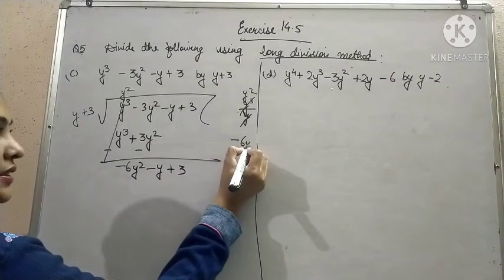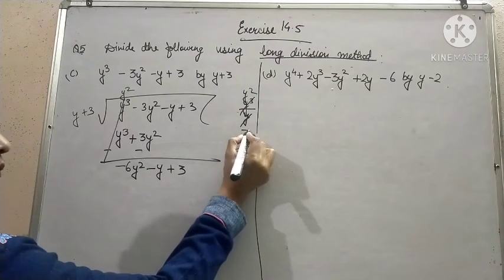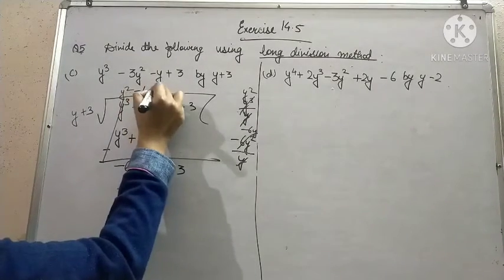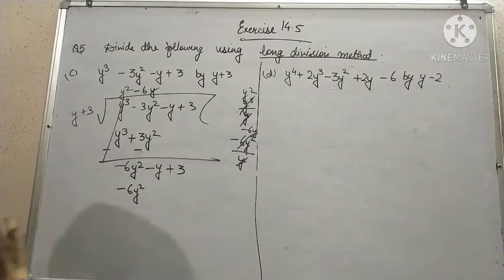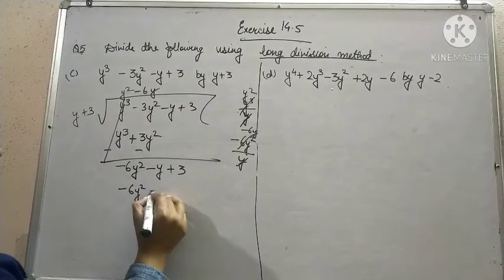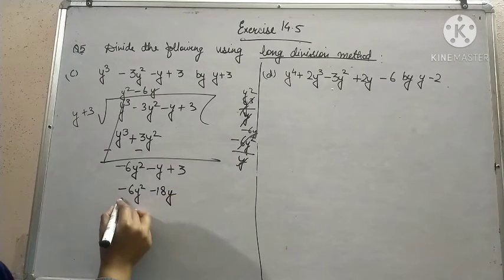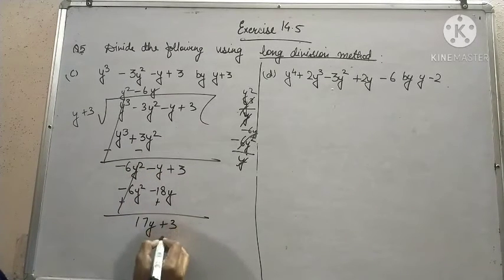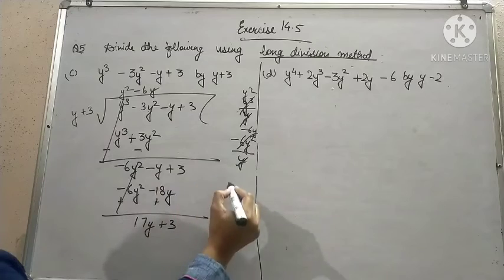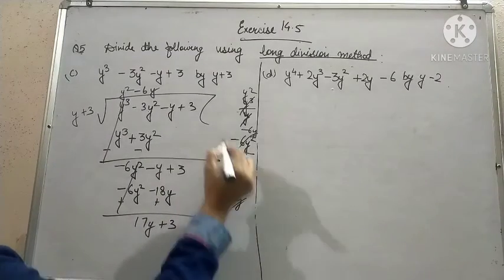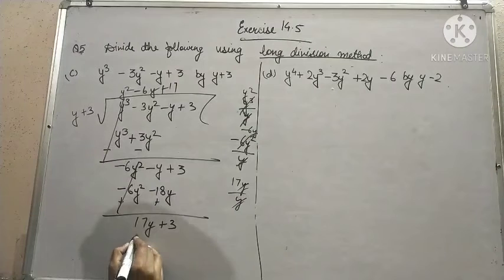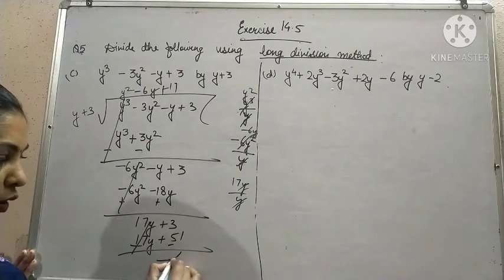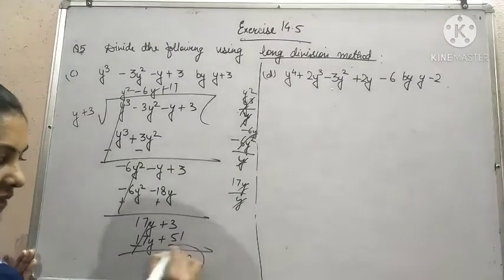Now divide minus 6y square by y. You will get minus 6y. Multiply: minus 6y square, minus 18y. Change the sign. It will be 17y plus 3. Now divide 17y by y. You will obtain 17. So it will be 17y plus 51. Change the sign. You will obtain minus 48 as the remainder.